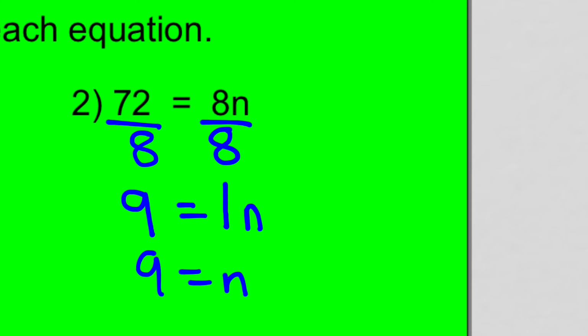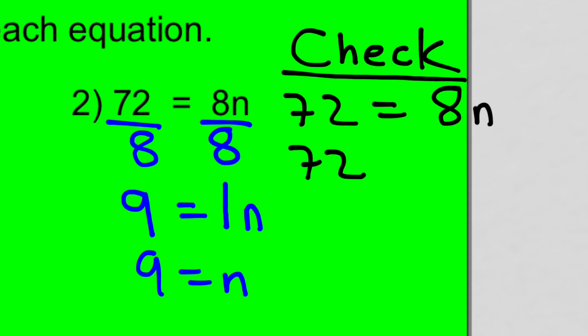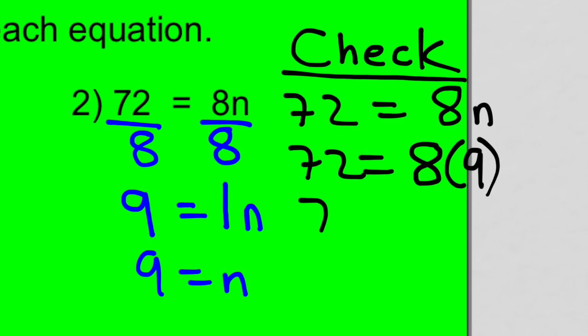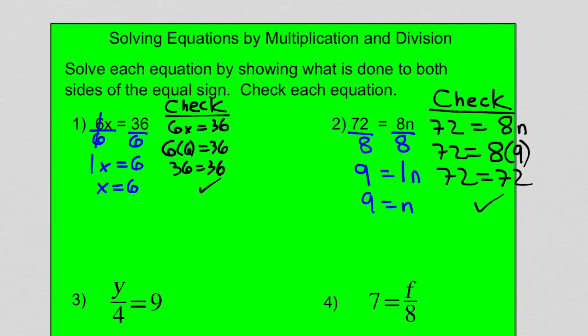And then to check it. 72 equals 8n. Replace the n with your answer, 9. And that's true. 72 equals 72. We are good. So both those equations were multiplication equations. We solved them by dividing.